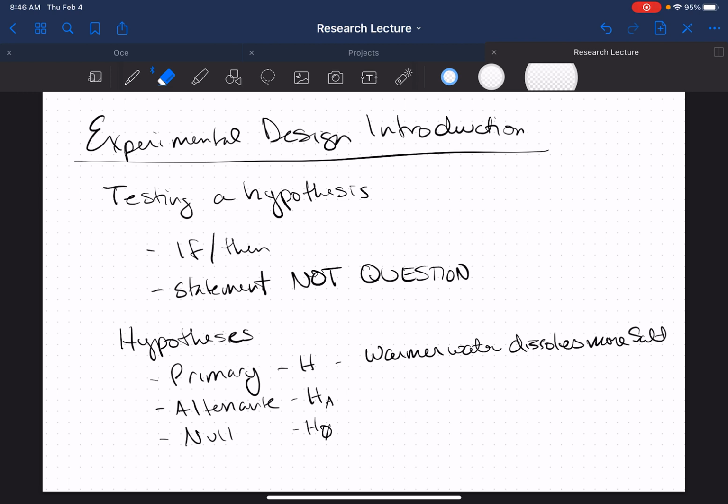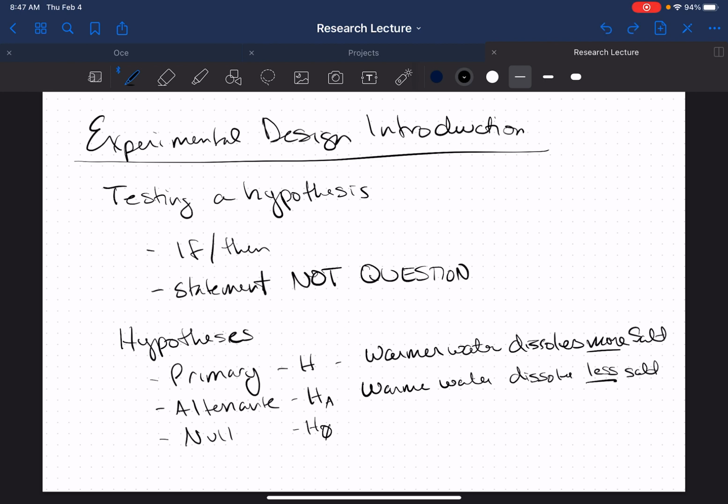The alternative, you don't change the variables here. You just change the direction. So you could just say, warmer water dissolves less salt. Notice the wording is almost identical. You just change the direction, typically, in the alternate. Sometimes, if your primary is warmer water dissolves more salt, you could also write colder water dissolves more salt. But if you write colder water dissolves less salt, believe it or not, that's actually the same as the primary. So you want to be careful that you're still testing the correct thing.